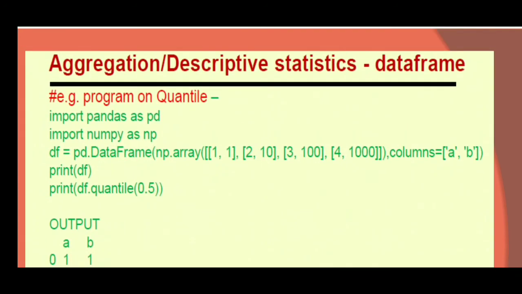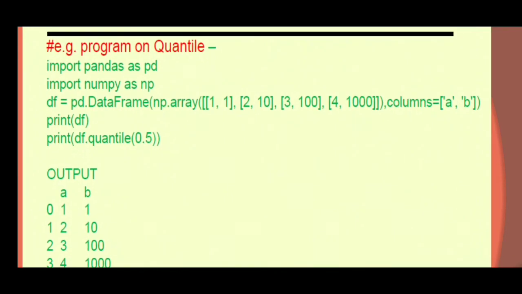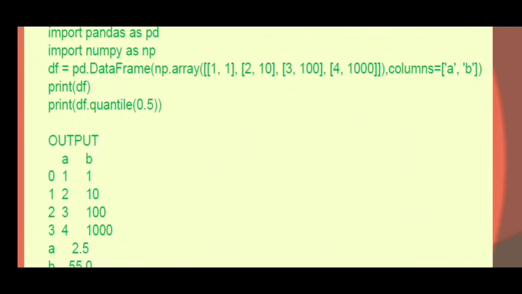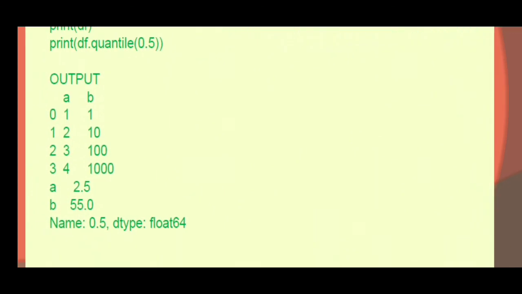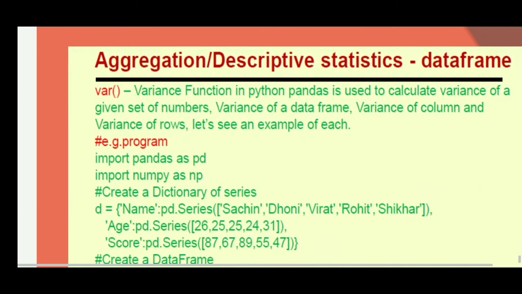Next one, aggregate or descriptive statistics on a data frame. So, program on quantile. First you create a data frame, and when you print it, it will print as it is, and when you apply quantile 0.5, it shows the value 2.5 for A and 55.0 for B.